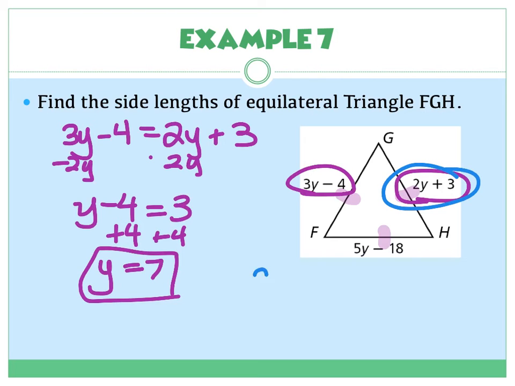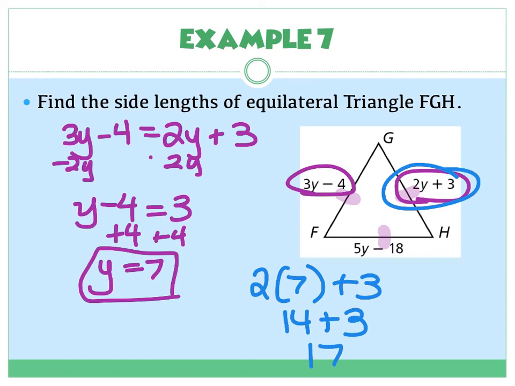So I'm just going to take this one, 2y plus 3, 2 times 7 plus 3, which is 14 plus 3, which is 17. So we're saying that this is GH, FH, and HG. All 3 of them have the same length. Raise your hand if you got it right. Okay, good. Questions on anything related to today's notes?